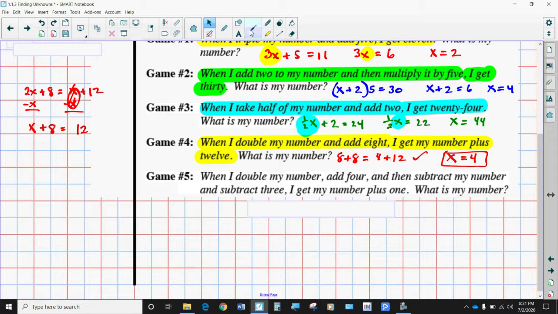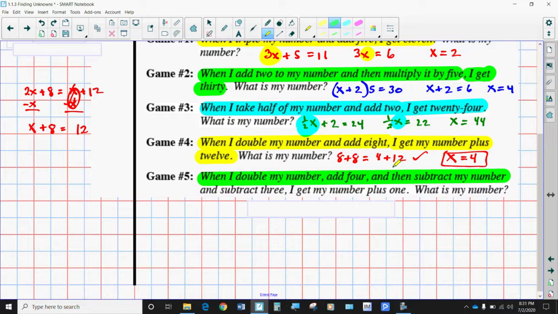When I double my number, am I going to highlight this too? Yes. Let's go back to the highlighter. Highlight. There we go. When I double my number, add 4, then subtract my number and add 3. Holy moly! Then I get my number plus 1. There's a lot going on there.